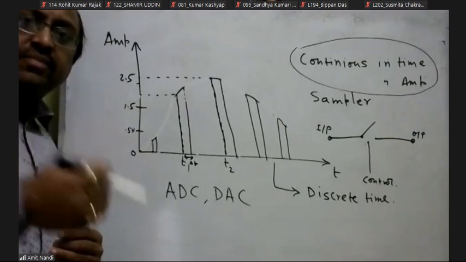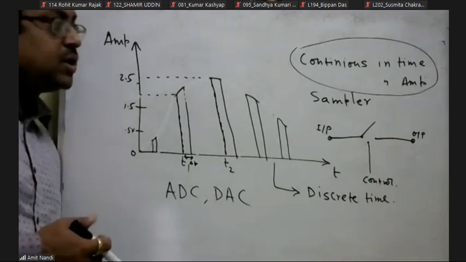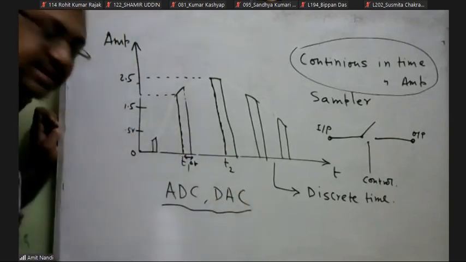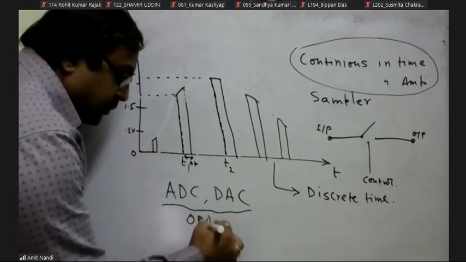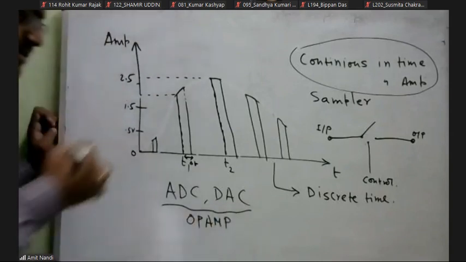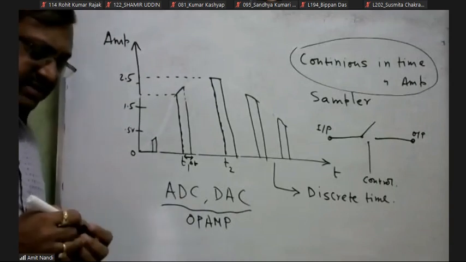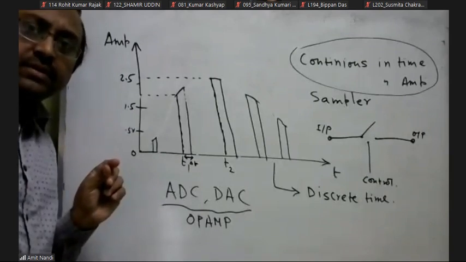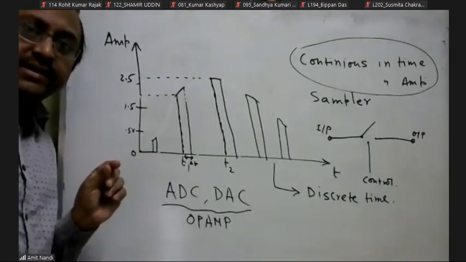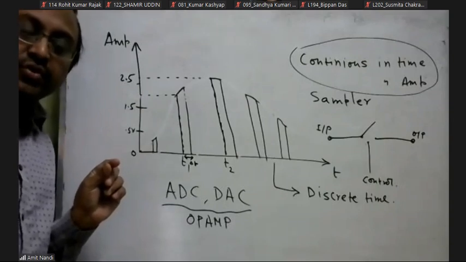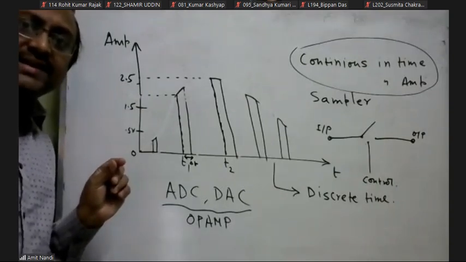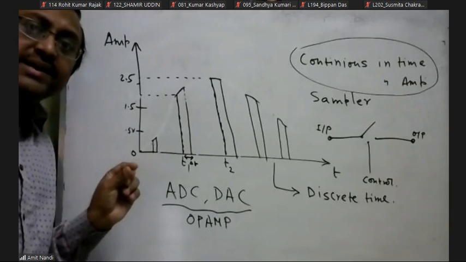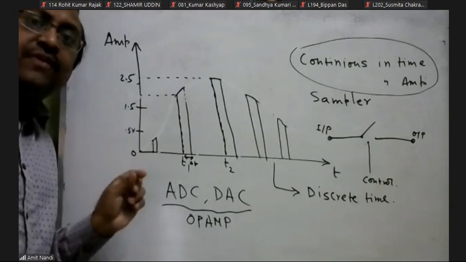So one of the electronic components is the operational amplifier. This operational amplifier, the basic component of the analog to digital or digital to analog converter, is the op-amp. We get this amplifier in IC form. IC means integrated circuit form. It is very small in size, but it can perform different types of functions.